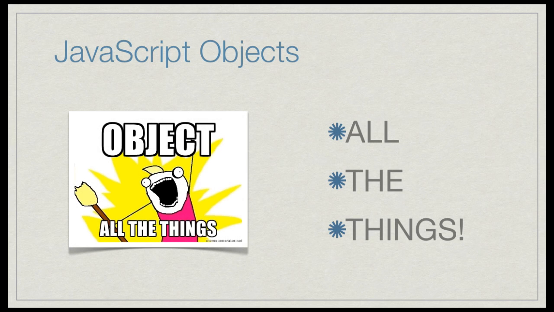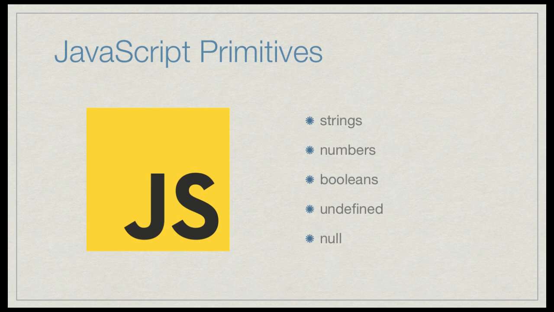Nearly everything in JavaScript is an object, actually. And there are only a few primitive types, such as strings, numbers, and booleans, that aren't objects.